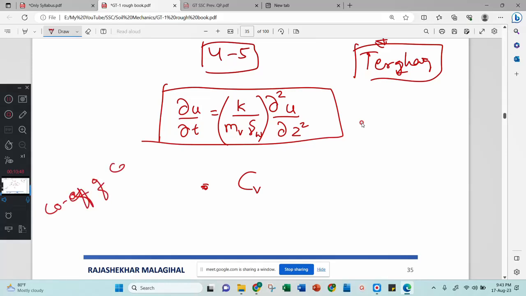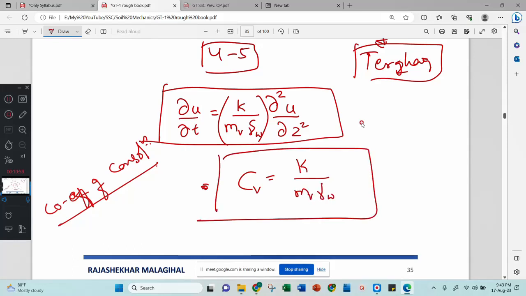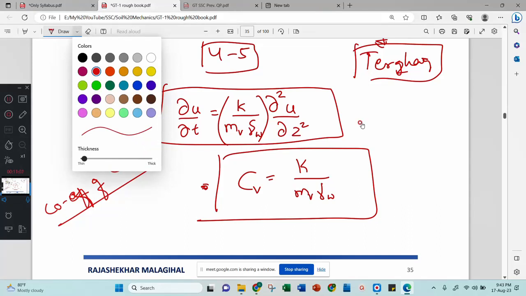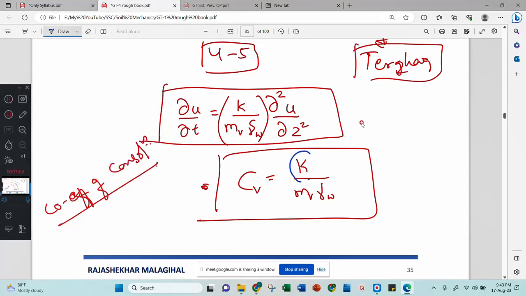Coefficient of consolidation. Correct? Then what is Cv? Cv is equal to k divided by mv into gamma w. What is this k? K is permeability.